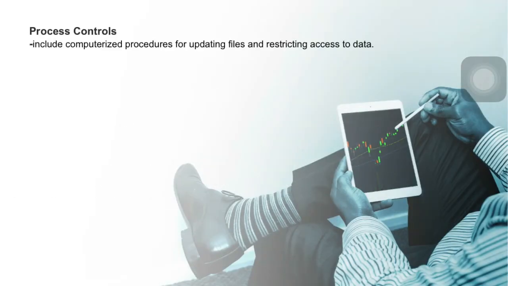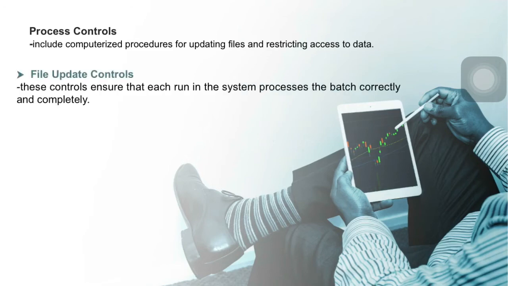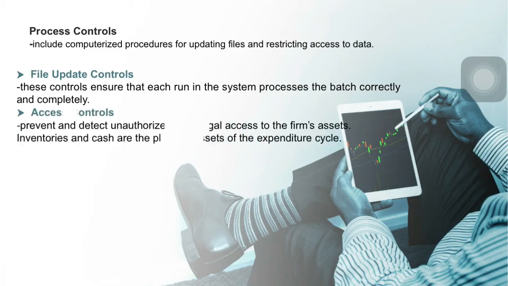Now let's have the process controls. Process controls include computerized procedures for updating files and restricting access to data. Depending on the level of computer technology in place, process controls may also include physical controls associated with manual activities. First, let's have the file update controls. These controls ensure that each run in the system processes the batch correctly and completely.